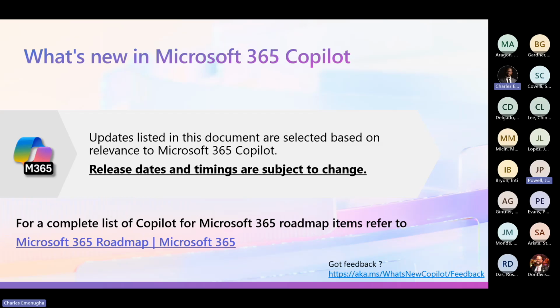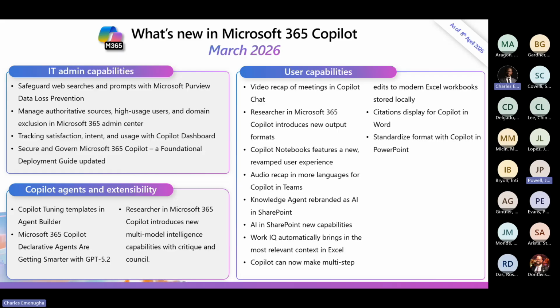So again, this is just a monthly roadmap briefing that talks about everything that's new on a monthly basis in the world of Microsoft 365 Copilot. So let's take a look at what the agenda looks like. Typically, this update covers 3 segments.